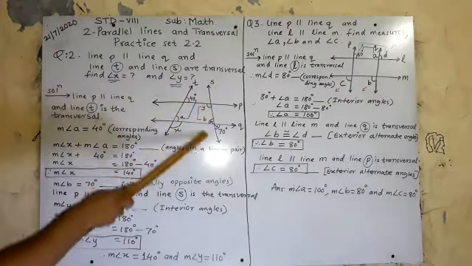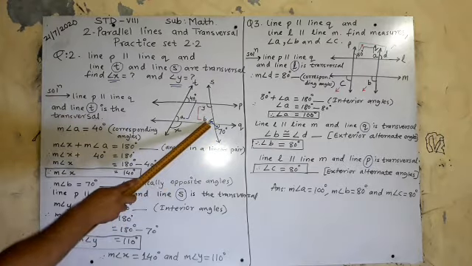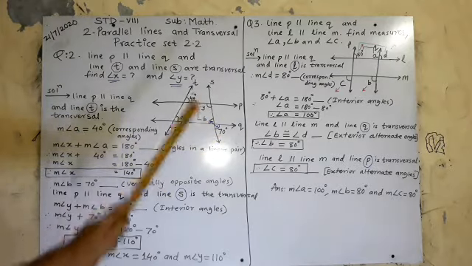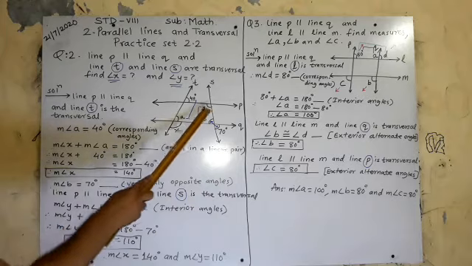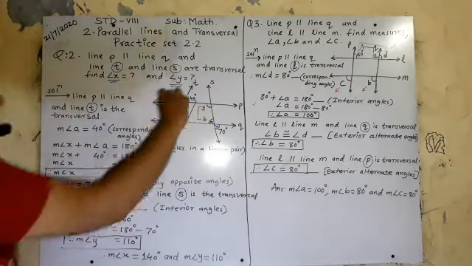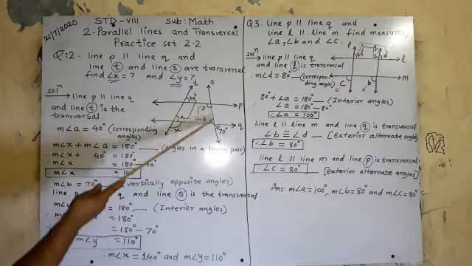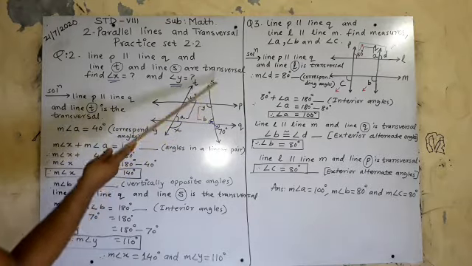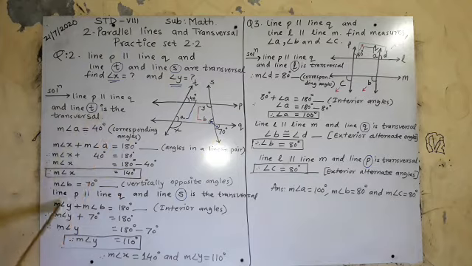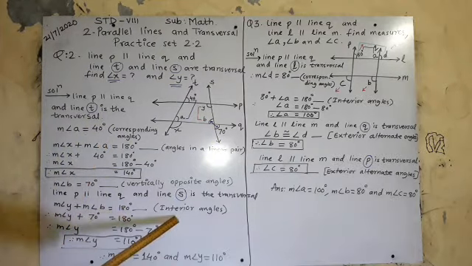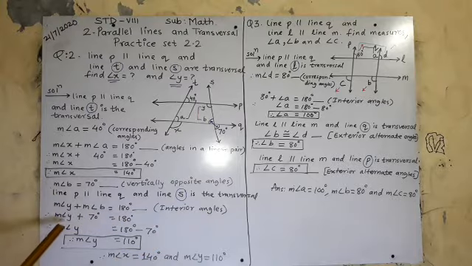Now I will focus here. Here measure of angle B we already found, that is 70 degrees. Now can we see these two angles are interior angles. Angle Y and angle B are interior angles of this transversal. Yes. So measure of angle Y plus measure of angle B is equal to 180 degrees. Interior angles on the same side.